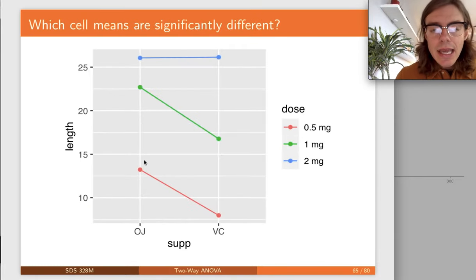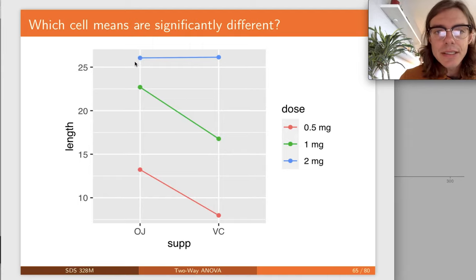You could ask, hey, are these means different? Are these means different? Are these means different? You can compare all your cell means if you want. Let's look at orange juice and ask, is this one different from this one? Is this one different from this one? And then let's look at vitamin C tablets and say, is this dose different from this dose? Is this dose different from this dose?